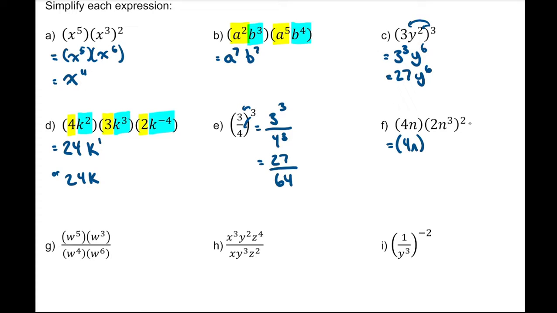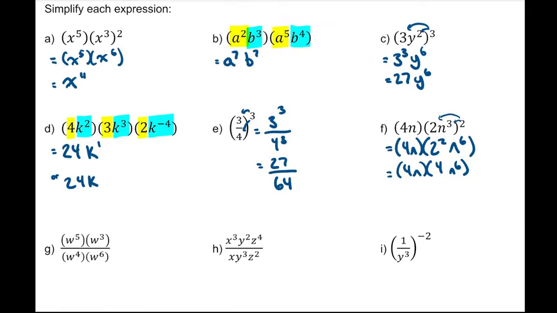However, I can simplify this exponent outside of the bracket by applying it to both the 2 and the 3. So this becomes 2 to the power of 2. And n, because it's a power to a power, 3 times 2 becomes n to the power of 6. I can simplify 2 to the power of 2. 4n is still staying there. 2 to the power of 2 is 4. N to the power of 6.